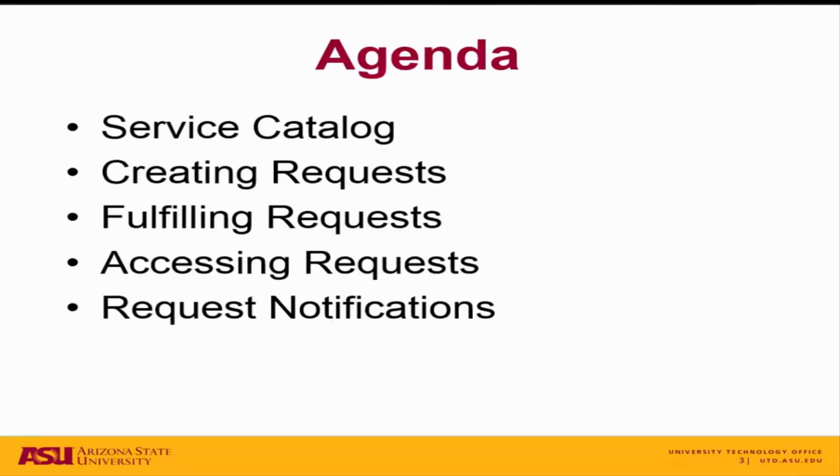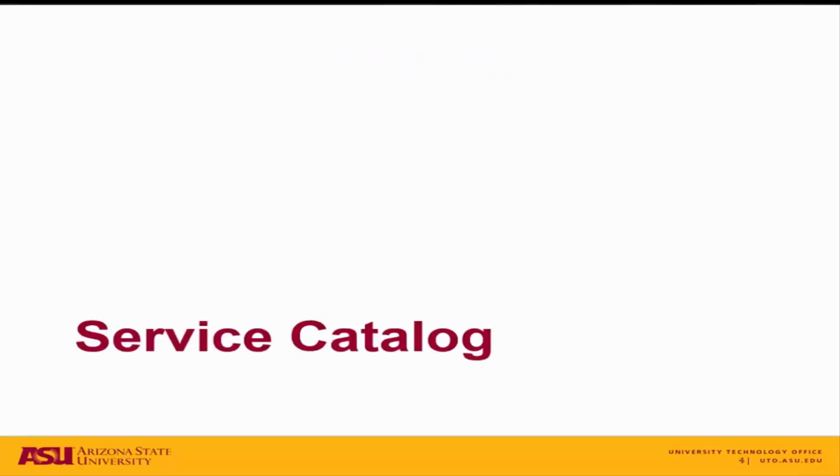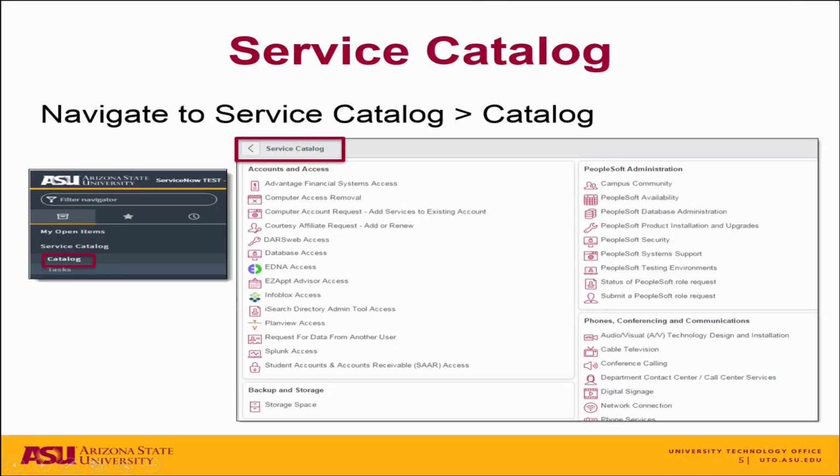First, let's talk a bit about the service catalog. The groups within UTO have set up a service catalog so that ASU faculty and staff can easily request technology services. Each item in the catalog is predefined and contains items and tasks and an approval workflow if necessary.